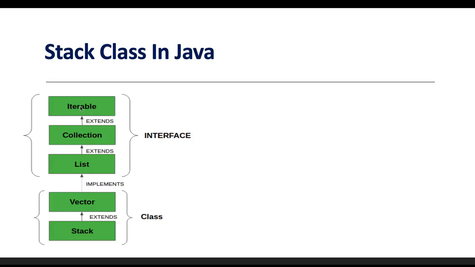As we know, Iterable is the root interface, then Collection, then List, and these are the implemented classes. We have already seen the Vector class implementation in our previous video. I'm going to share the video link in the description, so do check it out. And the Stack class is nothing but an extension of the Vector class. So let's see what the Stack class is. Basically, the Stack class extends the Vector class and is its subclass.